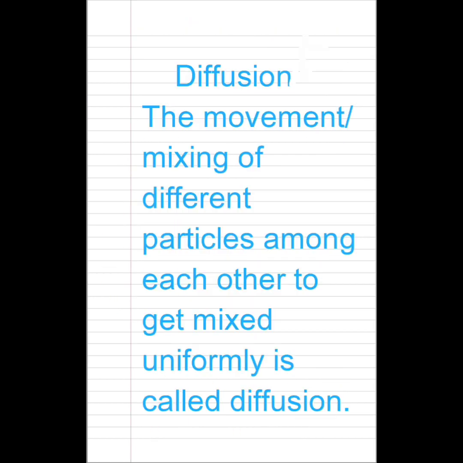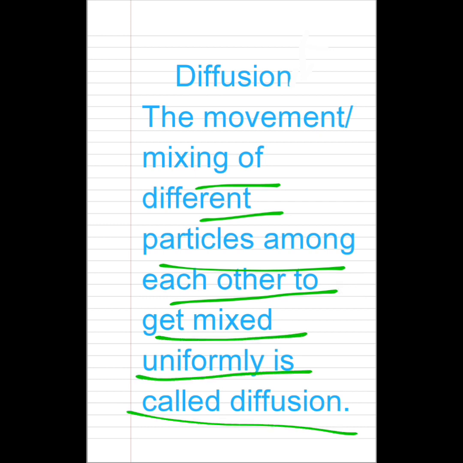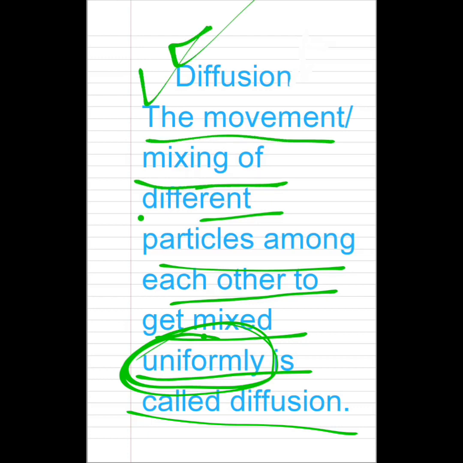Now this is the definition of diffusion. The movement or mixing of different particles among each other to get mixed uniformly is called diffusion. Now this term is very important: uniformly. As we know, when we add this potassium permanganate or Ujala, a time comes when the entire water gets colored. So diffusion is a process in which the movement or mixing of different particles among each other to get mixed uniformly. That is, uniform distribution occurs.